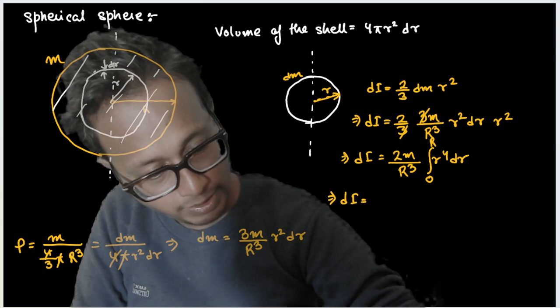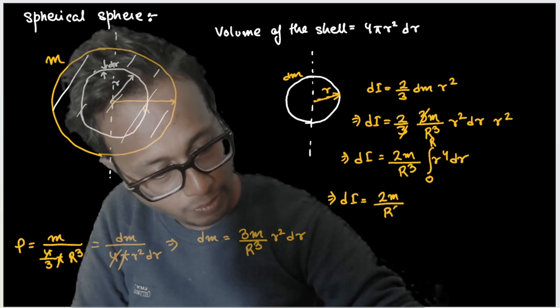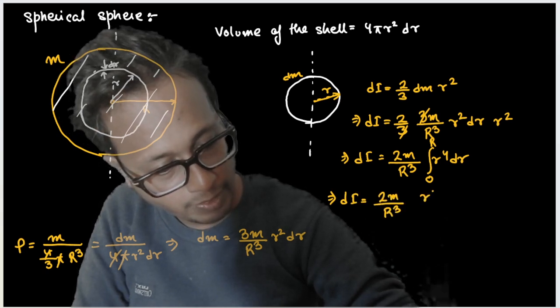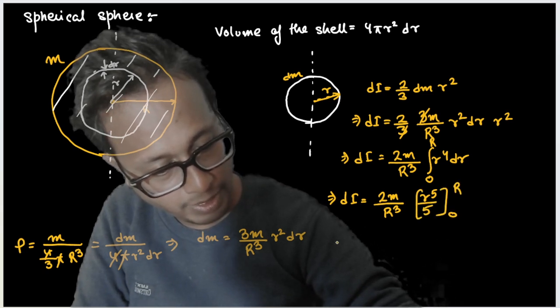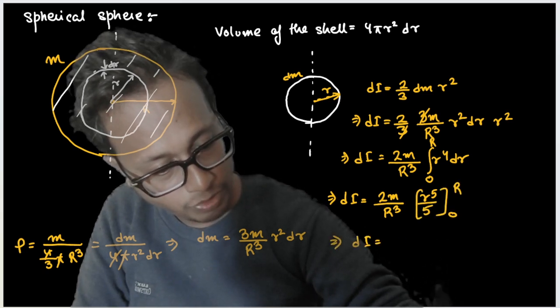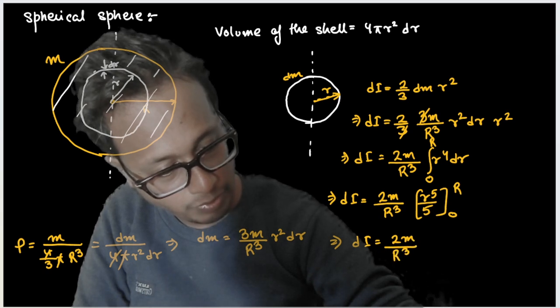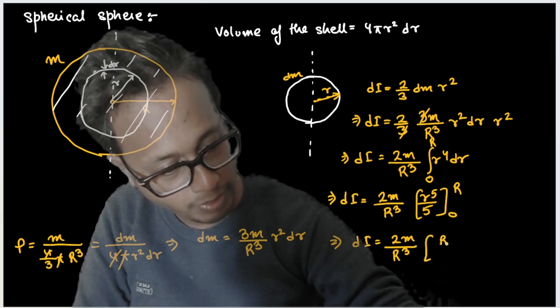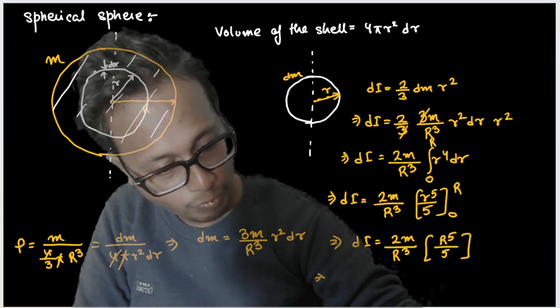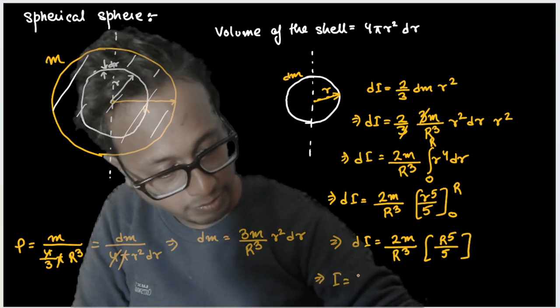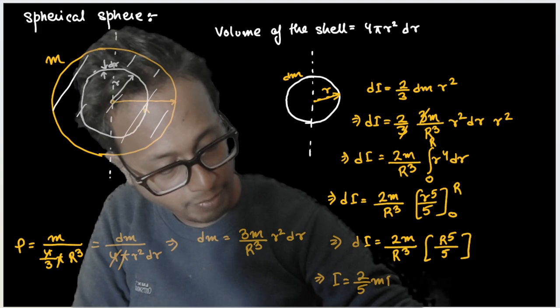So dI is equal to 2M by R cube, from r to the power 5 by 5, from 0 to capital R. dI is equal to 2M by R cube into R to the power 5 by 5 minus 0, so the moment of inertia of the entire solid sphere is nothing but 2 by 5 MR square.